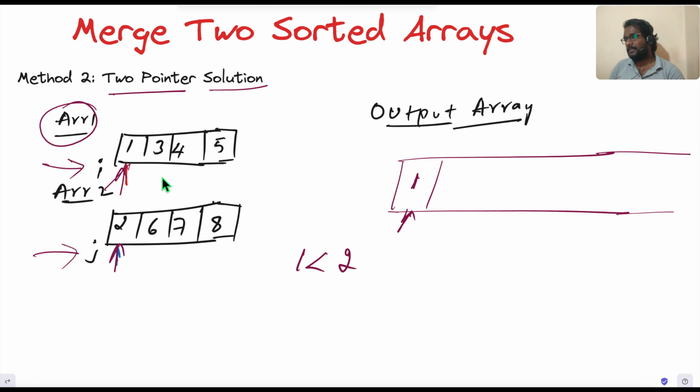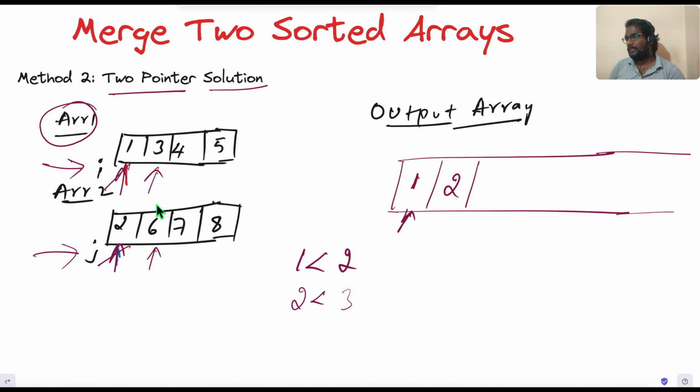Then we'll increment this index. Now it's pointing to 3. Now 3 and 2 will be compared. 2 is less than 3, so 2 is inserted into the result array. And then we'll increment this pointer and it will point to the next element of array 2.